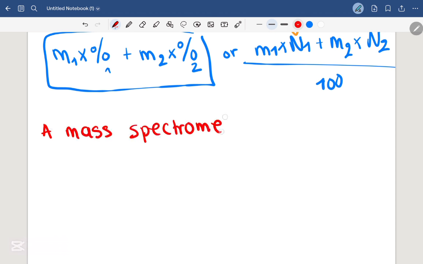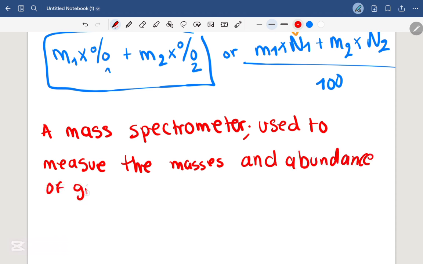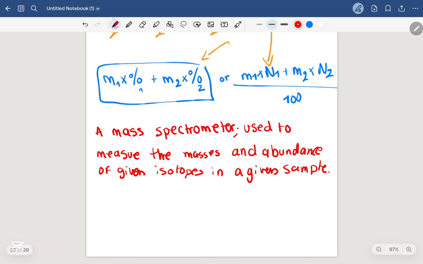What does a mass spectrometer do? It is used to measure the masses and abundance of given isotopes in a given sample. Okay, we don't need to know how it works, we just need to know that a mass spectrometer is used to measure the masses and abundance of given isotopes in a given sample.